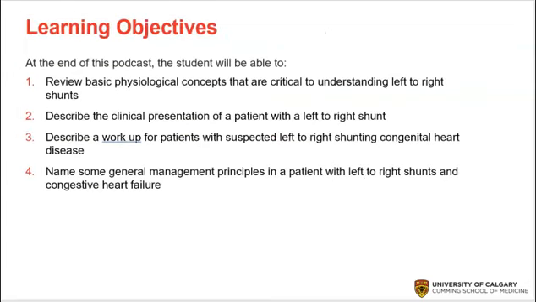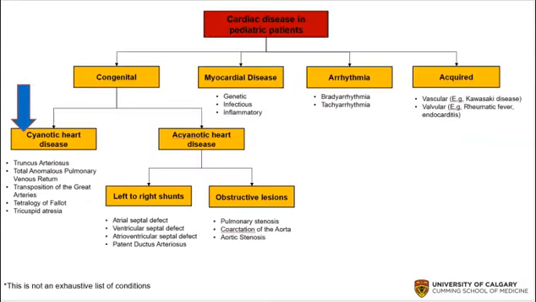Here are your learning objectives. At the end of this podcast, the students will be able to review basic physiological concepts that are critical to understanding left to right shunts. Describe the clinical presentation of a patient with a left to right shunt. Describe a workup for patients with suspected left to right shunting. And name some general management principles in a patient with left to right shunts and congestive heart failure.